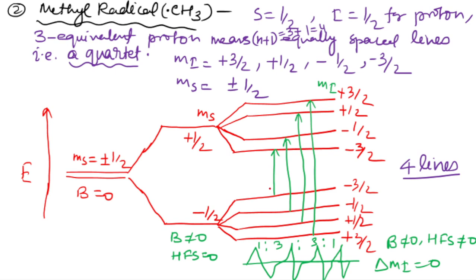So here you will see four transitions, and due to four transitions you will get four lines. You will see four spectra, and this ratio shows Pascal's values, 1 is to 3 is to 3 is to 1. But here, on applying the magnetic field, the hyperfine value will not be zero, because you will get this transition.